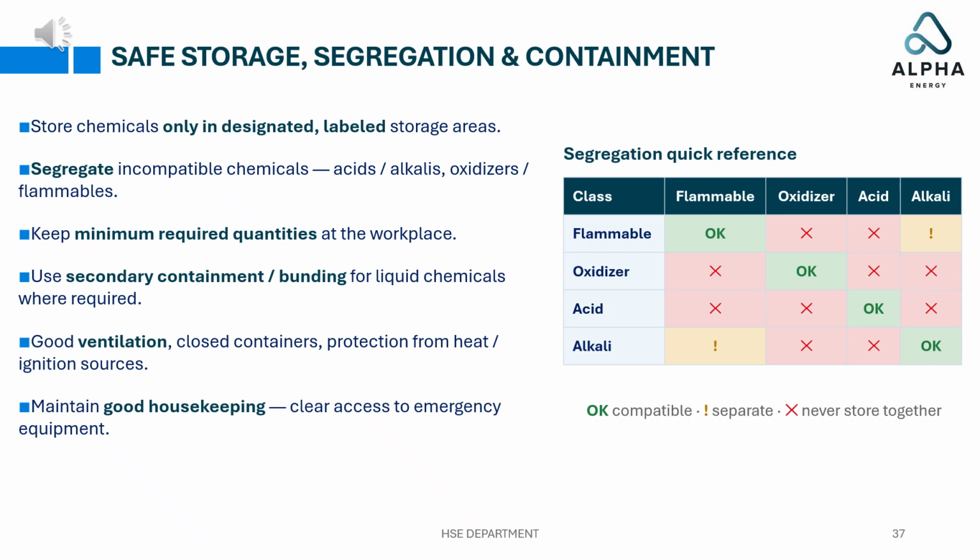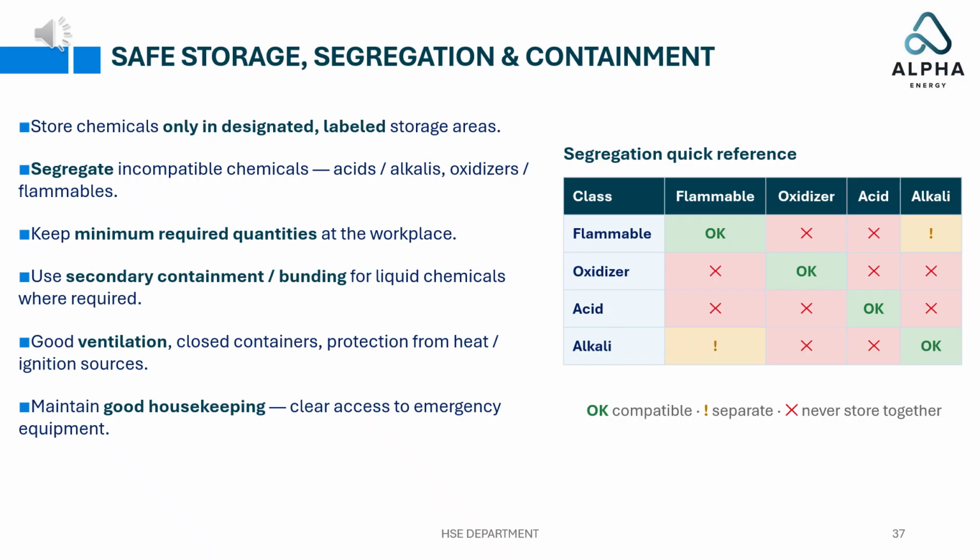Third, keep minimum required quantities at the workplace. Don't store more than you need. If you don't need it today, don't keep it at the work site. Store it in the designated chemical store instead. Fourth, use secondary containment or bunding for liquid chemicals where required. This means having a tray or a bund underneath containers so that if there's a leak, the chemical is contained and doesn't spread. Fifth, ensure good ventilation, closed containers, and protection from heat and ignition sources.